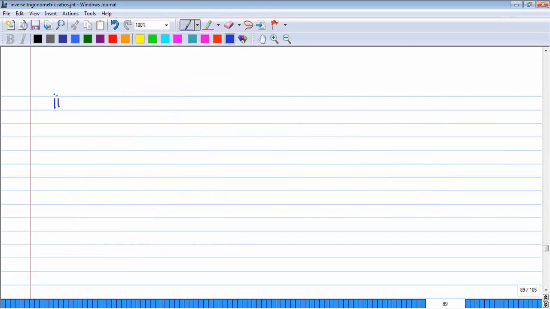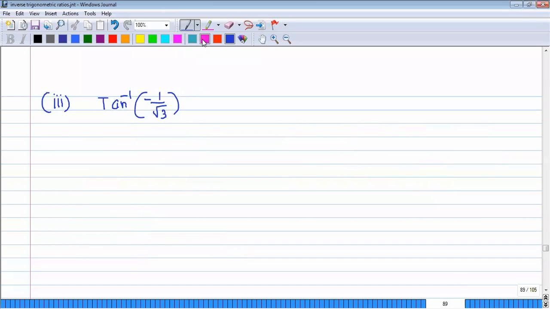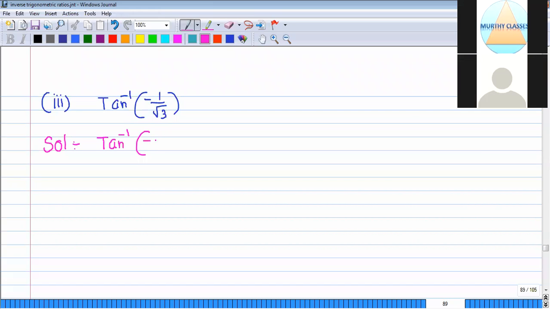Now third question. Tan inverse of negative 1 upon root 3. So now we need to find out the tan inverse of negative 1 upon root 3.